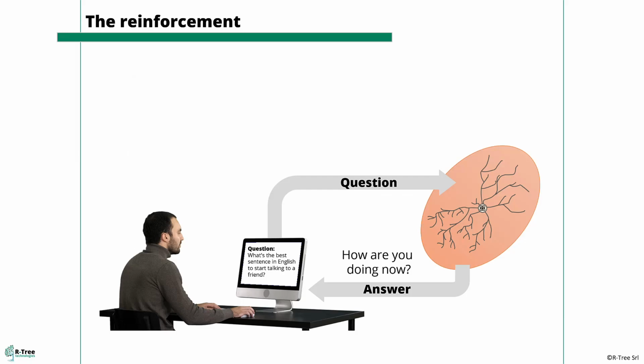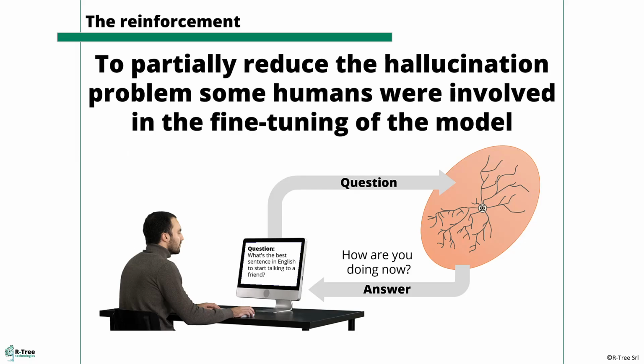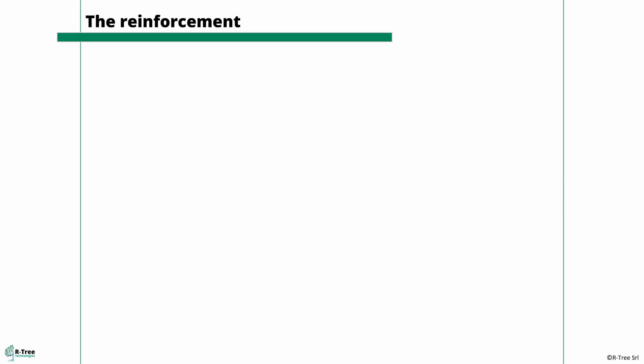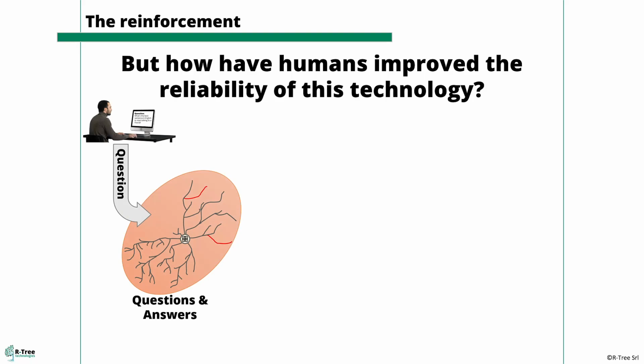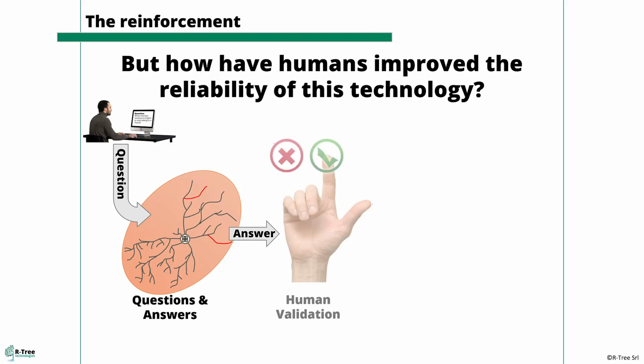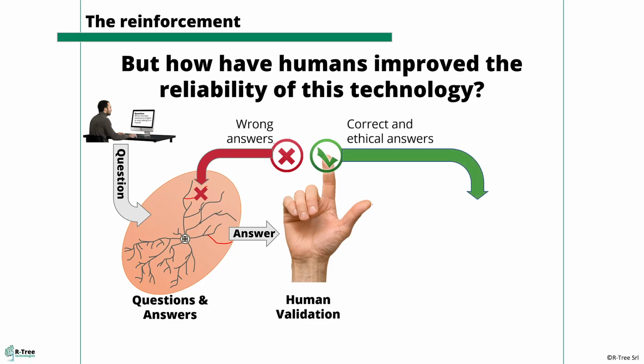To partially reduce the hallucination problem, some humans were involved in the fine-tuning of the model. But how have humans improved the reliability of this technology? Some humans posed questions to the model, some simple, some complex, others ambiguous. They waited for the model to produce its response. Then they validated the response, deciding if it was right or wrong from a point of its correctness and its ethics. Incorrect answers were sent back to the model for a new round of fine-tuning, while the correct ones were accepted and validated.